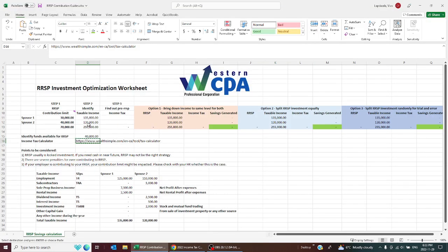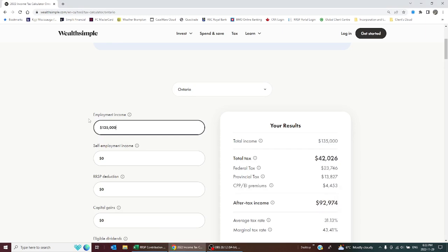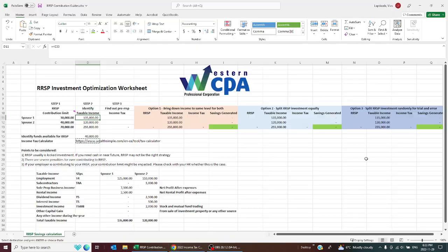So spouse one has $135,000 taxable income. Remember, we calculated based on everything, not only employment income, right? So we are going to put in $135,000. That will give us the total tax of $42,026, which we are going to put here. If we don't put anything in RRSP, this is where the tax is deducted from this spouse's income. If not deducted, then it's payable at the end.